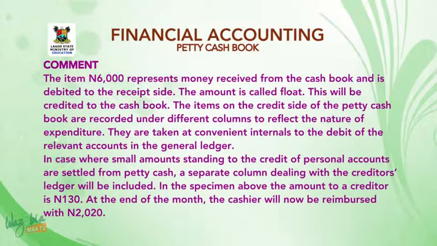In case where small amounts standing to the credit of personal account are settled from petty cash, a separate column dealing with the creditor's ledger will be included. In the specimen above, the amount to a creditor is 130 naira. At the end of the month, the cashier will now be reimbursed with 2,020 naira.